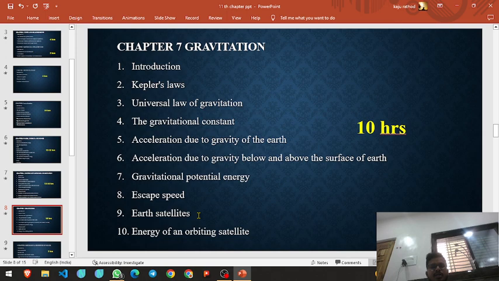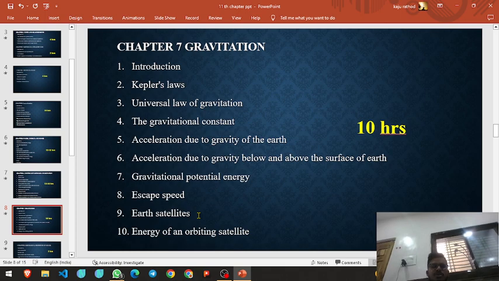In gravitation, we are going to study Kepler's laws. There is the universal law of gravitation, which is given by Newton sir. Also, we are finding the gravitational constant, how we can calculate the gravitational constant, and the units of the gravitational constant.